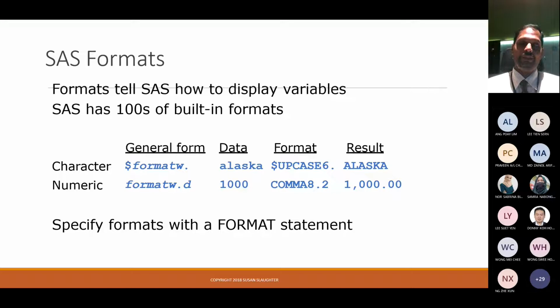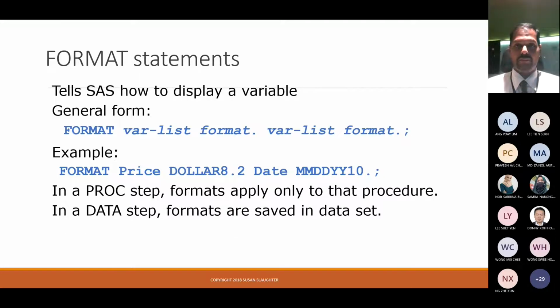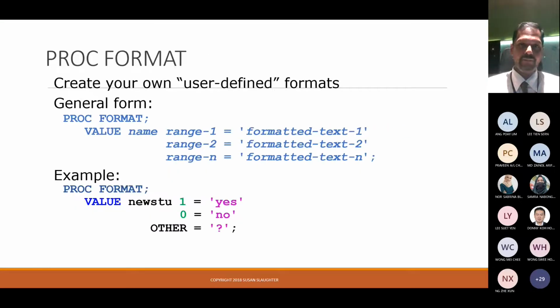And I'm sure we also discussed the dollar format. So format price $8.2 will give us a specification about how many characters we want to put in that particular place, and date will give us the date format like DDMMYY. And regarding the new STU, this is what we want to discuss, right?